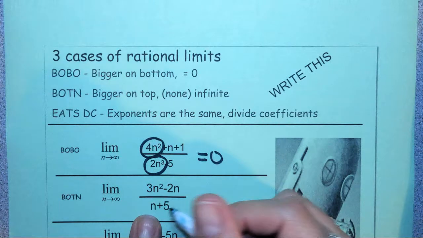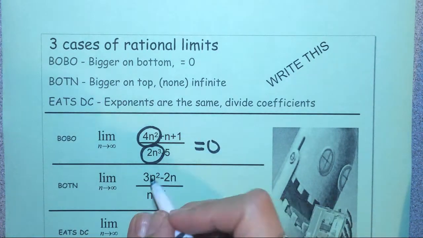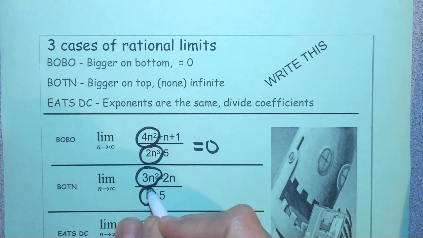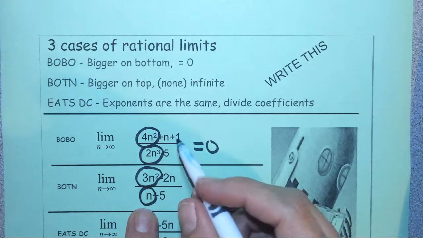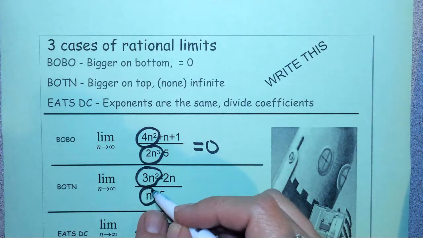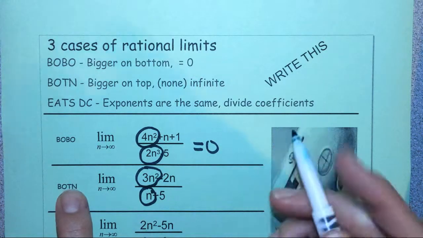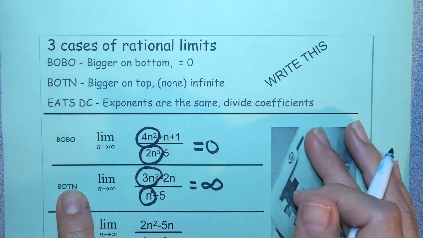Second example. Again, it's a rational function. So I'm going to circle the exponent that's the biggest on the top and the biggest on the bottom. So I have 3n squared and 1n to the first. I'm just going to look at the exponents. What's bigger, 2 or 1? 2. So if it's bigger on top, we're going to say infinity.